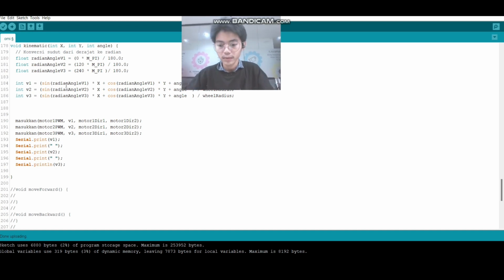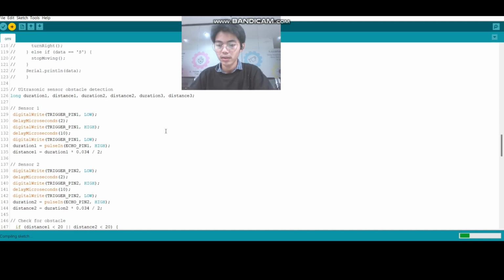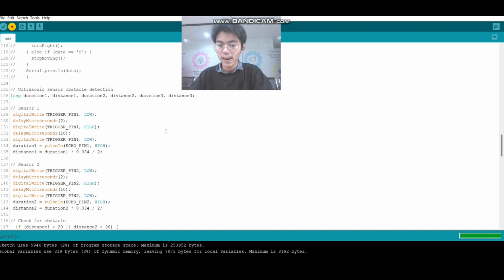Okay, let's see. You can see the robot is going forward. The first wheel is stopped, and the second and the third wheels run forward. The robot is going forward. Okay, next.